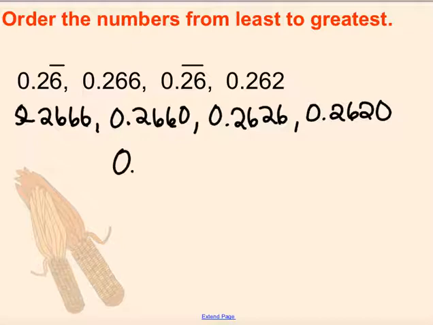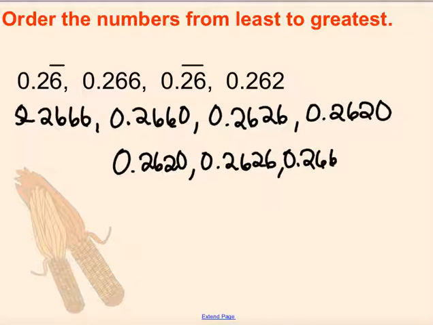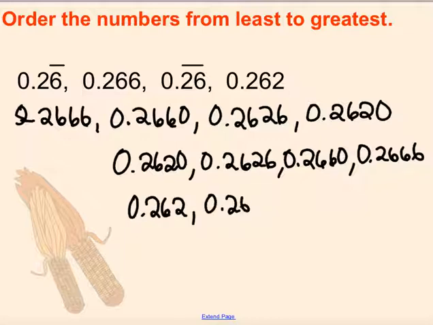So I would say my 0.2620 is going to be smaller than my 0.2626. Then comes my 0.2660 and my 0.2666. So putting them back into their original, we have my 262 thousandths, my 0.26 repeating, my 266 thousandths, and my 0.26 with the 6 repeating.